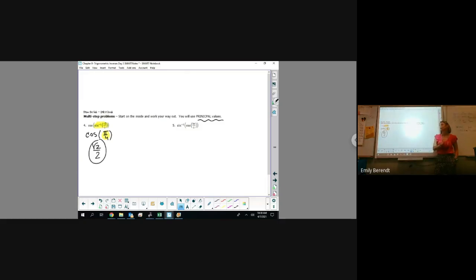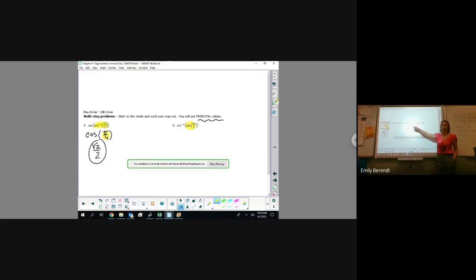All right, number 5. The inverse sine of cosine of 3 pi over 2. What's the outer function? Inverse sine. What's the inner function? Cosine. We always start with the inner function. So we're going to do the cosine of 3 pi over 2 first.